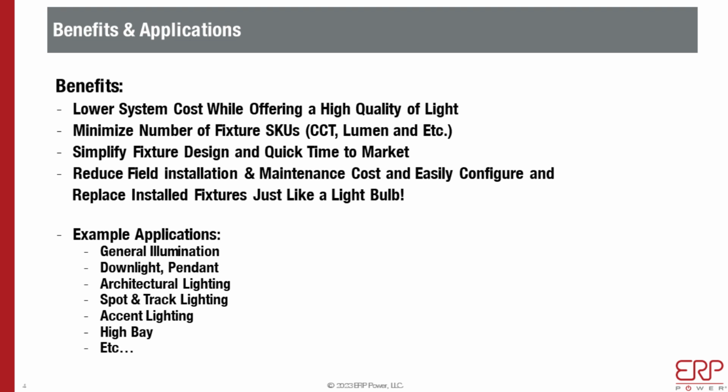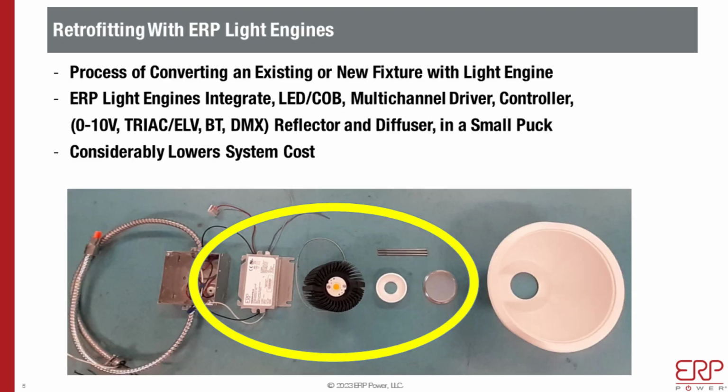So applications, this can go into the overwhelming majority of the fixtures out there, but just to give you some examples, and these are not limited to it: general illumination, downlights, and God knows how many hundreds of variations of that exist, pendants, architectural lighting, spot, track, accent lighting, low bay, and even high bay with some of our latest high lumen modules. These are all possible. So with that, let's dive into retrofitting and modifying your existing fixture or coming up with a new fixture altogether.